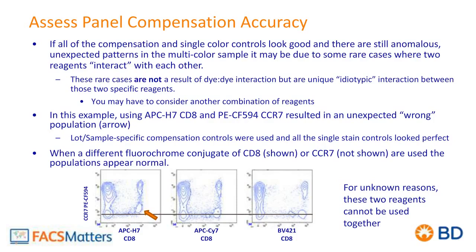You can see it's sort of at a diagonal, and it's off-axis. And from biology, we know that that should be on-axis. If we use a different reagent, PE-Cy7 instead of APC-Cy7, now everything looks normal. Or if we convert this to BV421, again, it looks normal. We can see the same population. We've studied this, and we have no reason to know why these two don't work together.